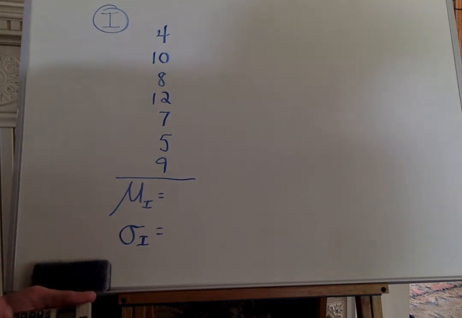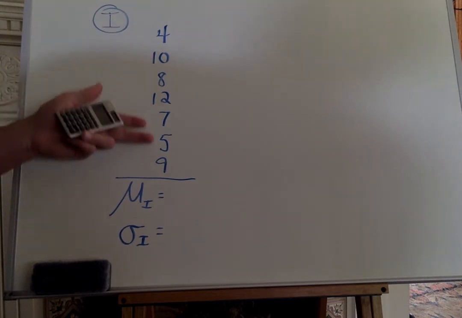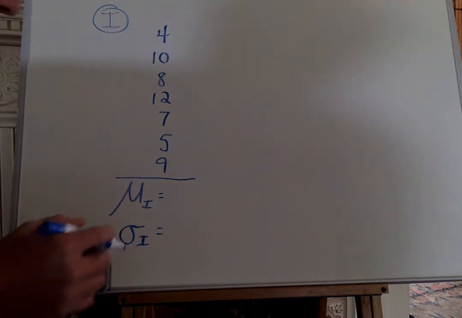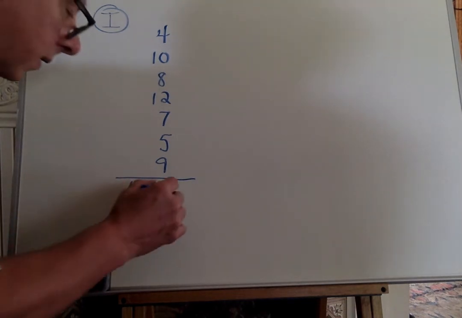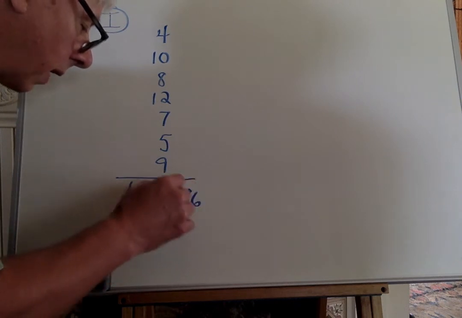14 plus 20 plus 12 plus 9. See how I did that? I can add these two numbers and go through. Saves me a little bit of time. 55 divided by 7, 7.86. Oh, I was pretty close. Okay, not bad.